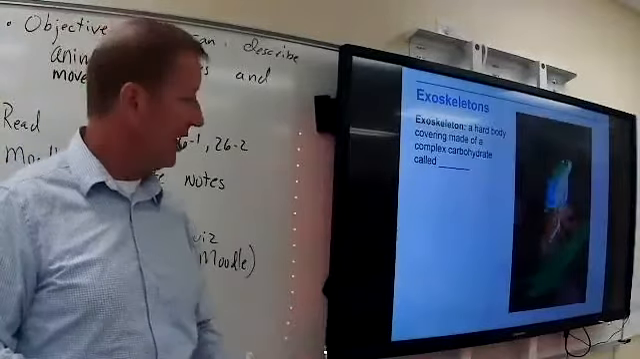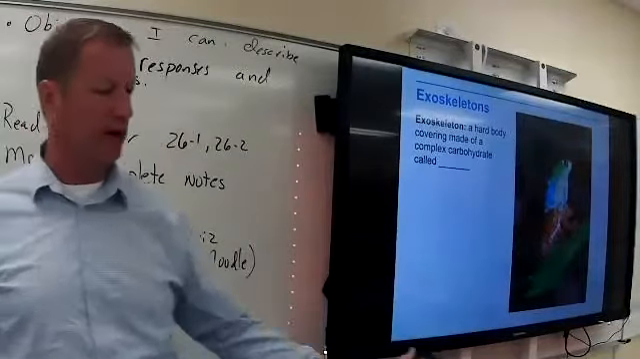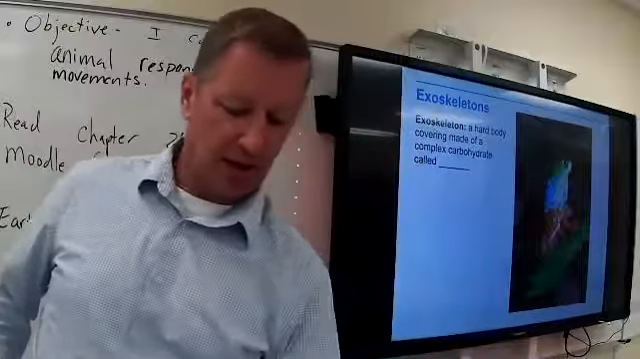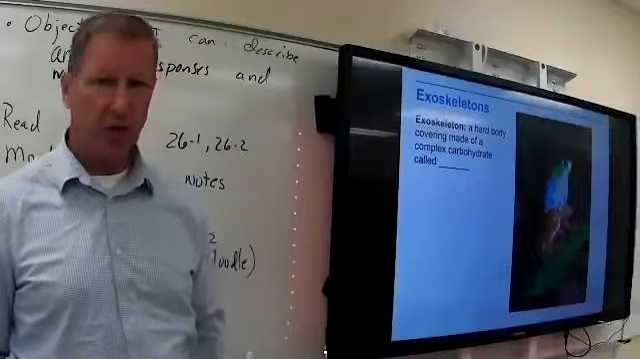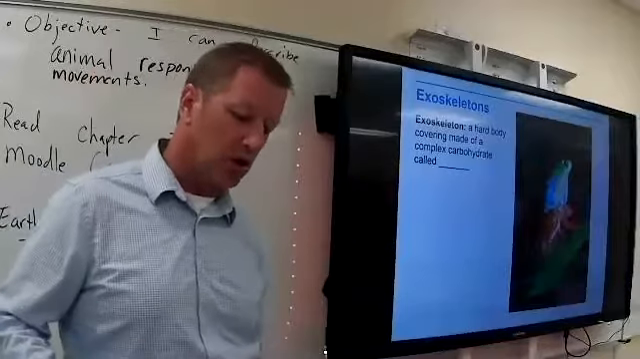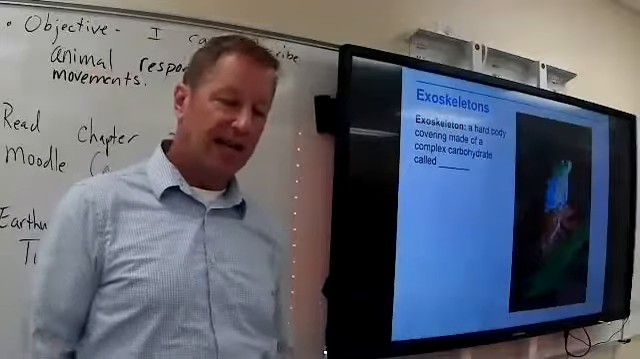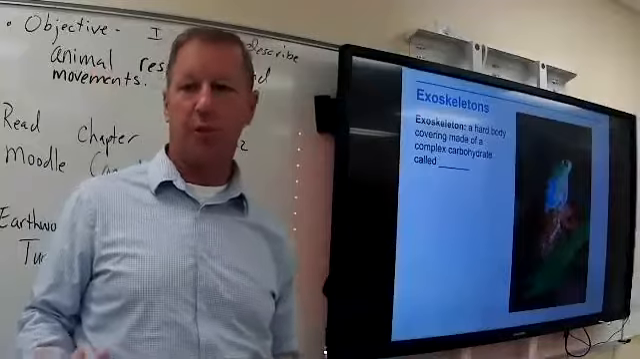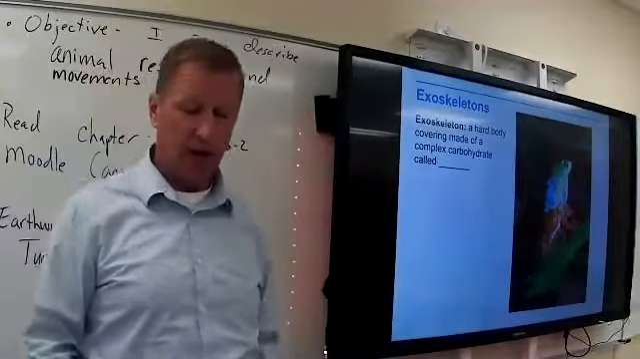Second type of skeleton is an exoskeleton. This is a hard outer covering, and this is made up of chitin. So the chitin is very hard, and animals that have an exoskeleton are required to molt periodically so that they can grow. And during molting, they're very, very soft and very vulnerable to predators because they don't have any hard outer covering.